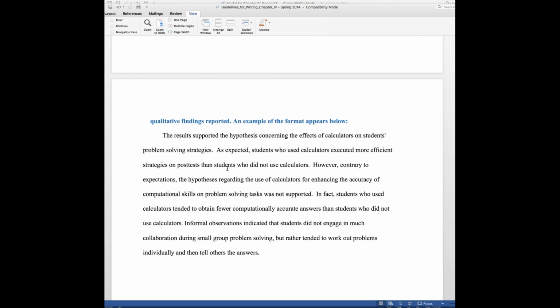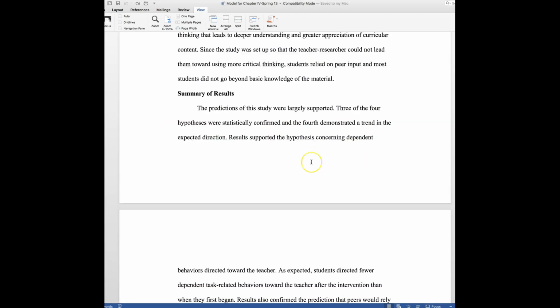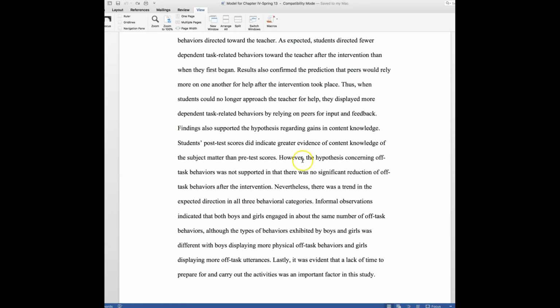So you're kind of summarizing the hypothesis and what it supported or didn't support. If we go to the sample, the summary of results, you can see the hypothesis concerning off-task behaviors was not supported, but there was a trend in the expected directions. You can see that this is very repetitive. You're basically summarizing and putting in objective sentences what you've said in the analysis of data here. We analyze the data in here through the statistical tests. We're going to analyze the results of the tests in Chapter 5.